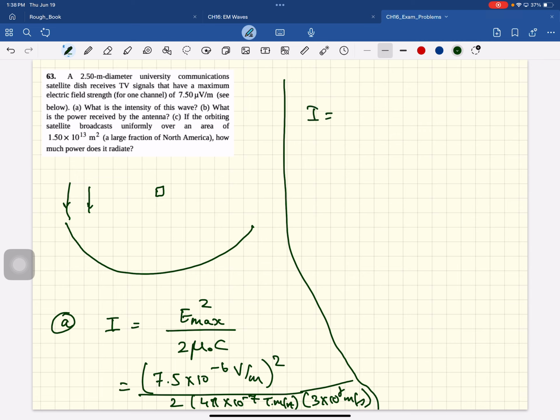So the intensity of this beam is, all right, we'll take care of powers of 10. That's 10 to the minus 12, and that makes it 10 to the minus 5, and then this comes up, so minus 13, 10 to the minus 13 watt per meter square are the units for intensity. So this is 7.5 square divided by 2 times 4 pi, into 3.